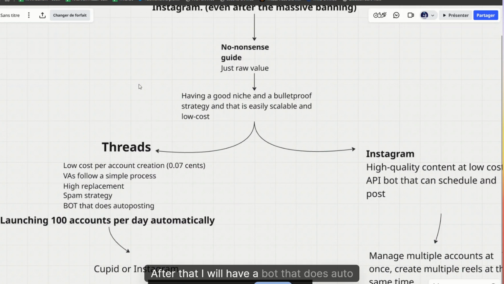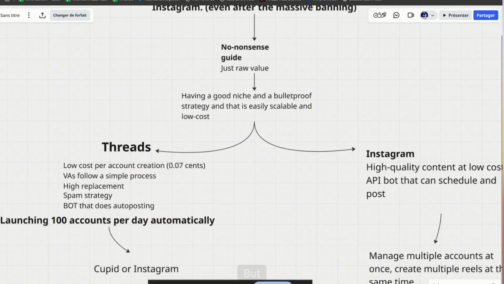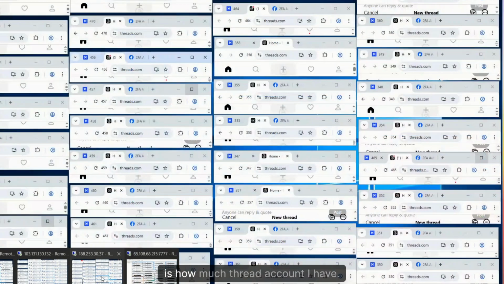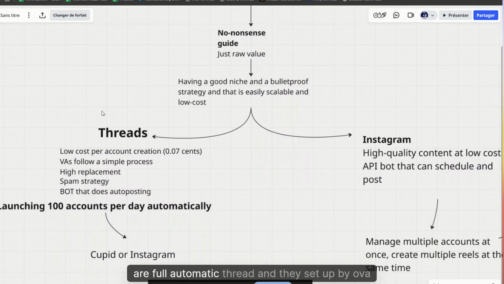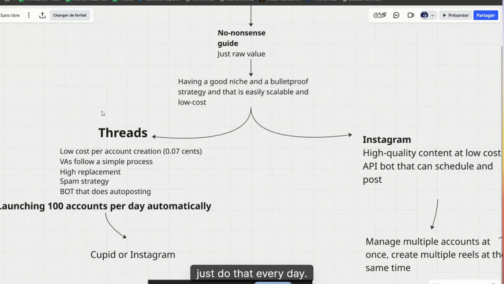After that, I will have a bot that does auto posting, so I'm gonna show you. I'm not gonna leak too much about it, but look, here is how many Threads accounts I have. These are fully automatic Threads accounts, set up by a VA that just does that every day. So it's pretty easy for me to stack up the accounts.